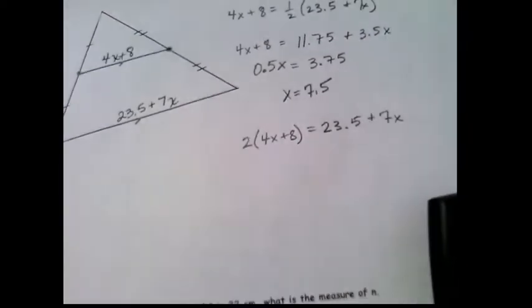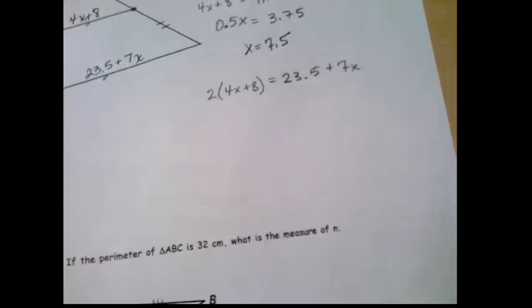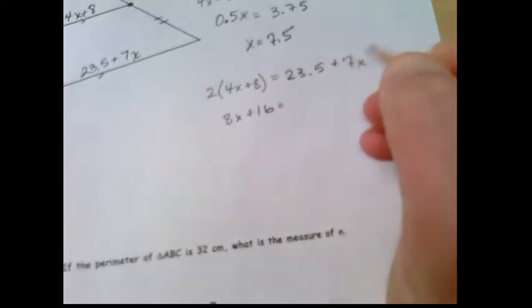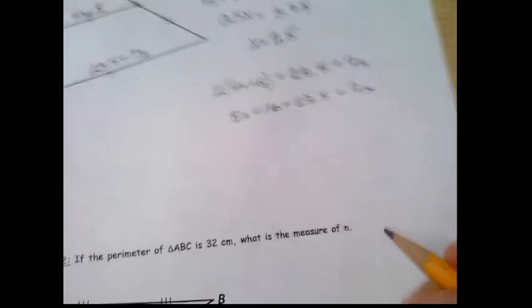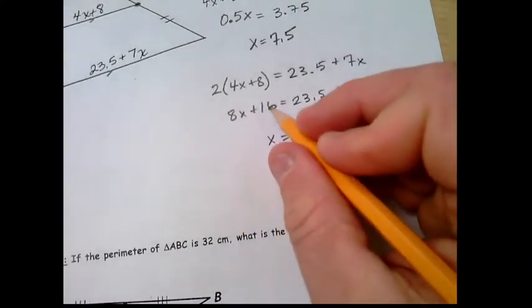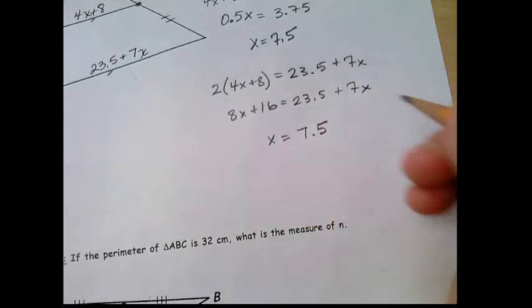So that's just showing you what that would have been if we had solved that first equation. If we do the second equation, I get 8x plus 16 equals 23.5 plus 7x. If I subtract 7x from both sides, you get x. If I subtract 16 from both sides, you get 7.5.